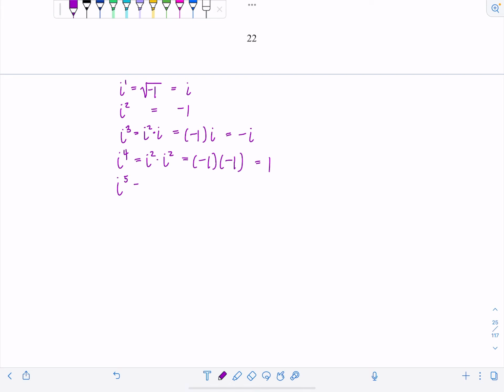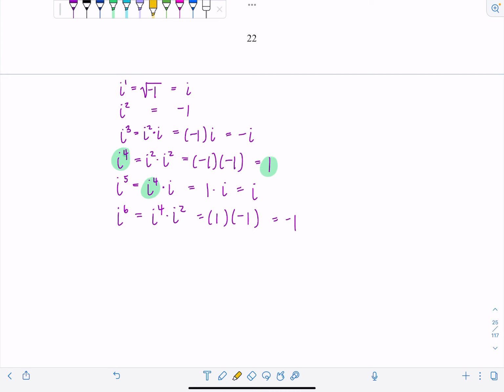So i to the fifth, you could write it as i to the fourth times i. We just saw i to the fourth is 1. So that's 1 times i, which is i. i to the sixth, you could write it as i to the fourth times i squared. i to the fourth is 1. i squared is negative 1, so this is negative 1.